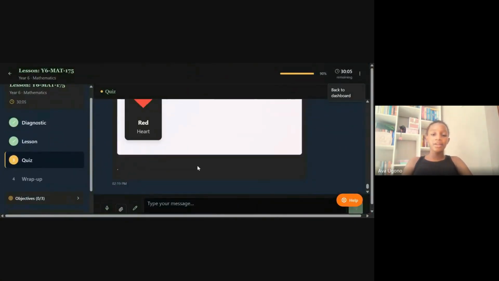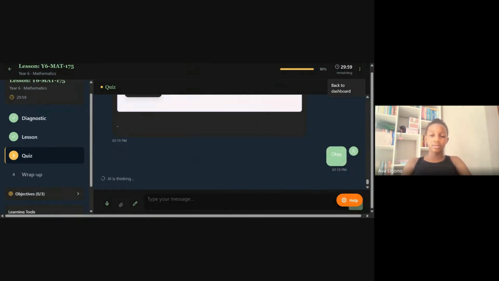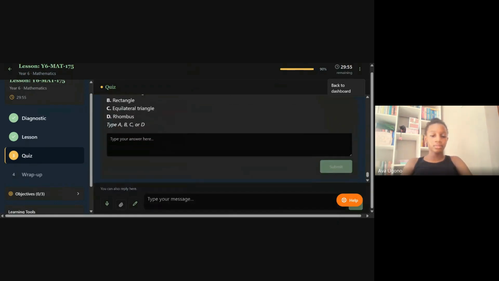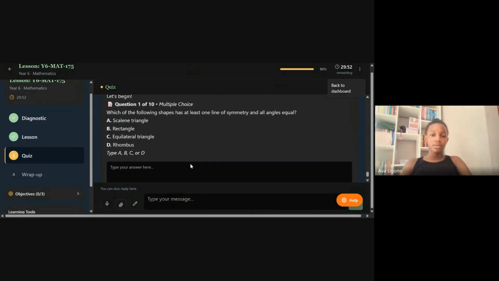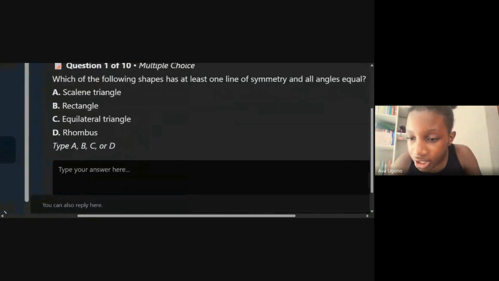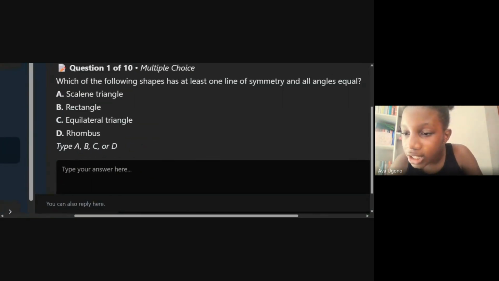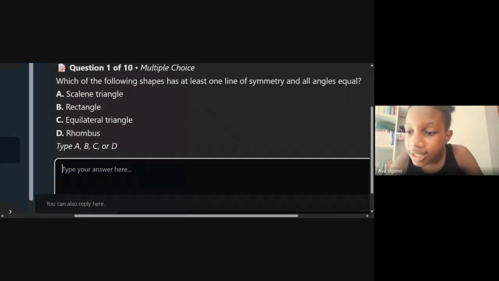So now I'm done with the lesson phase of this lesson and I'm moving on to the end of lesson quiz. So it says, which of the following shapes has at least one line of symmetry and all angles are equal? So I'm going to pick option C, which is an equilateral triangle.